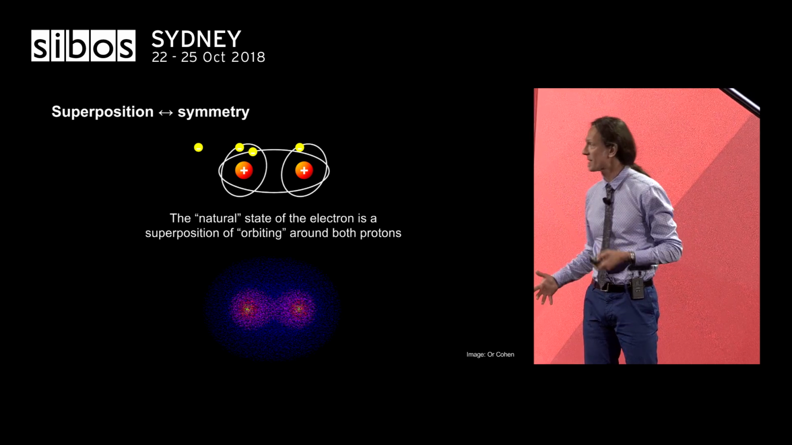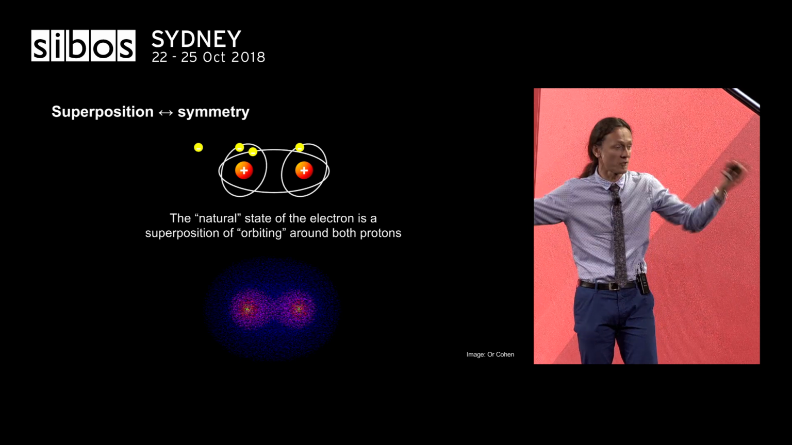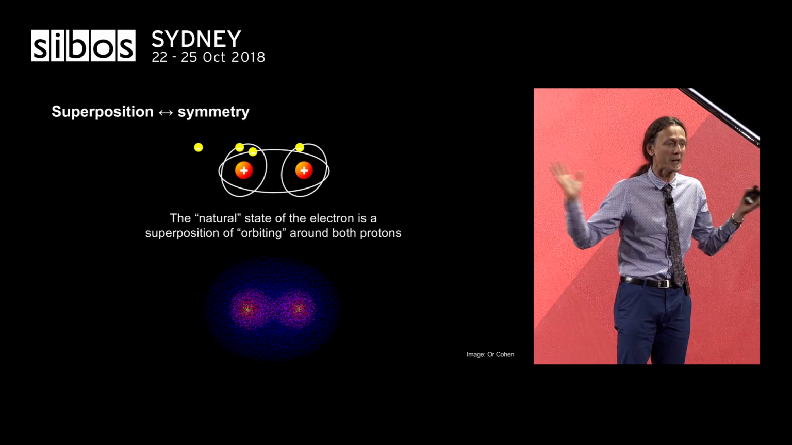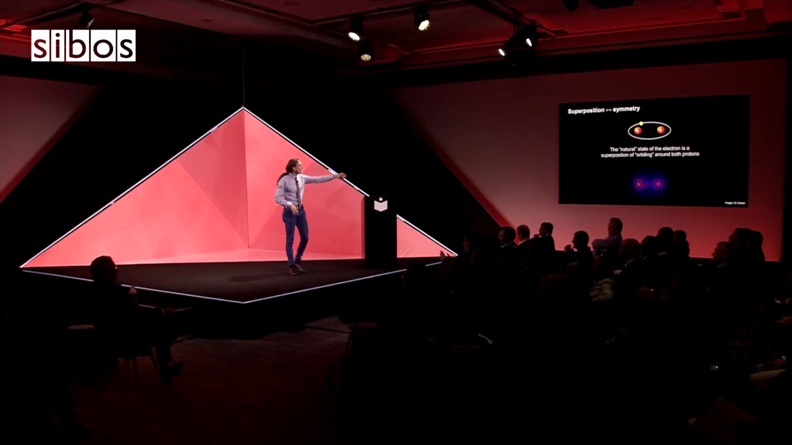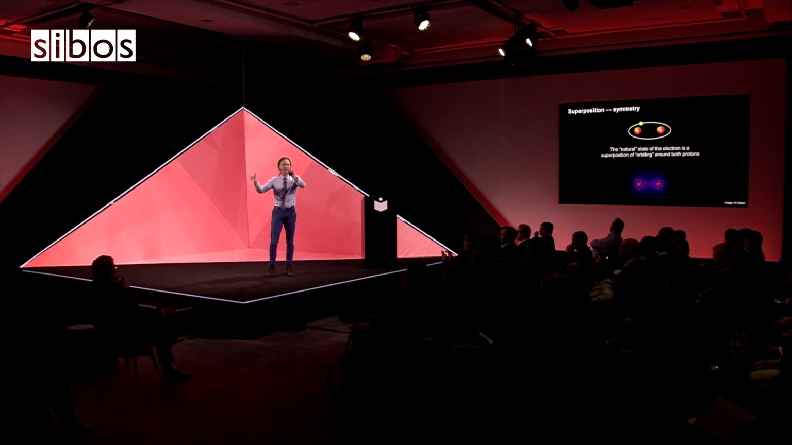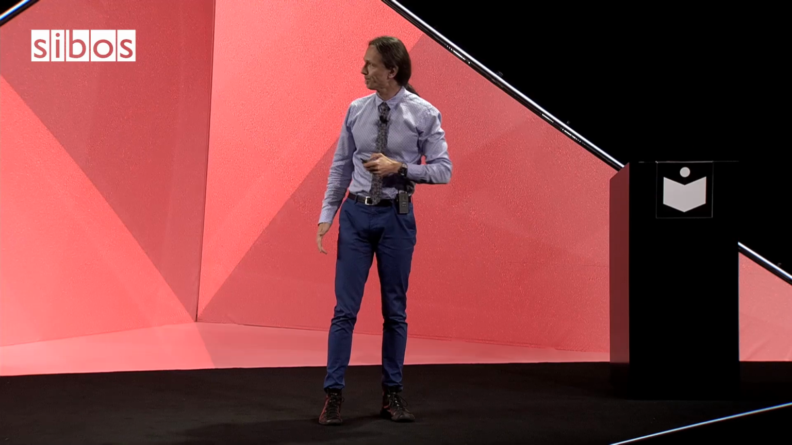The logical answer is that it will be in a superposition of being left and right. There is nothing weird or odd about this. It seems like you all agree with me. I'm very happy. Okay. And so the image you see at the bottom is a sort of representation of the electron probability distribution around a pair of protons in a hydrogen molecule, for example.